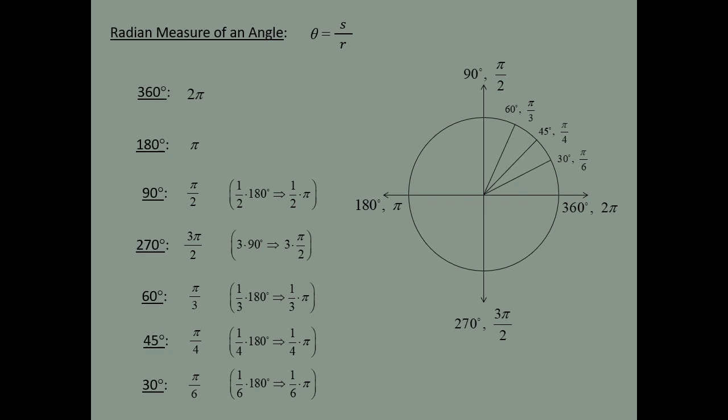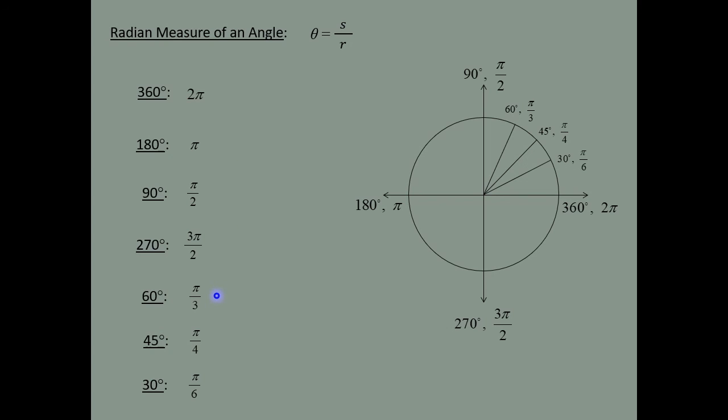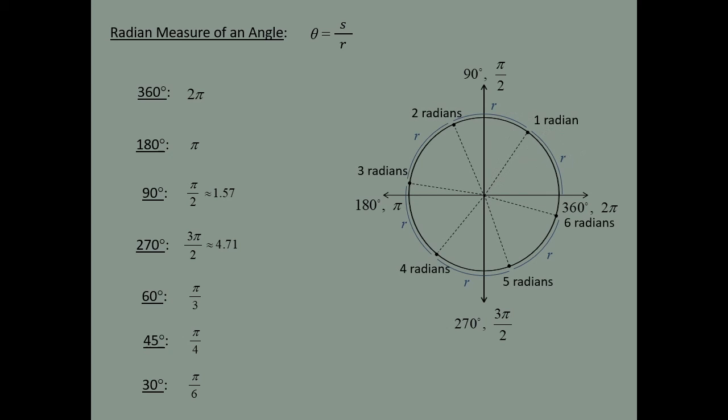When these are expressed in their exact values, as fractions or multiples of pi, they can seem rather abstract. But don't forget that they each have a numeric value that tells us how many times the radius of the circle fits inside the corresponding arc. Pi over 2, for example, is approximately 1.57. 3 pi over 2 is approximately 4.71. And if we superimpose our previous diagram here, we can see that 90 degrees gives us an arc that's approximately 1.57 times the radius, and 270 degrees gives us an arc that's approximately 4.71 times the radius. And you can do the same with the remaining angles as well.